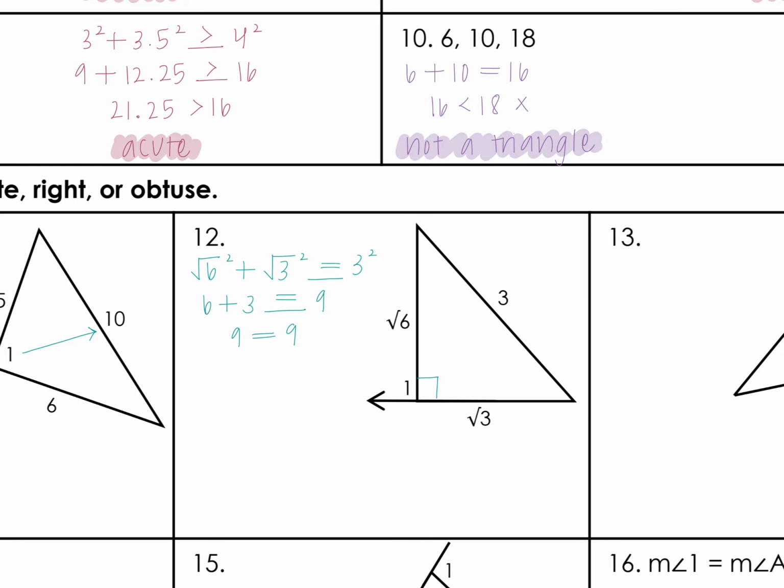So it's a right triangle, which, since this is a straight line here, and we know that that is 180 degrees, by default we should be able to determine that that angle 1 on the other side will also be a right angle.